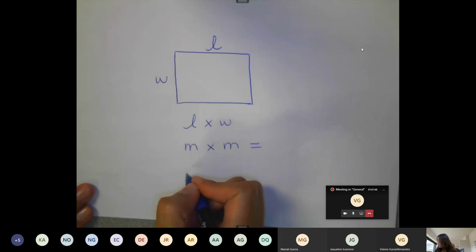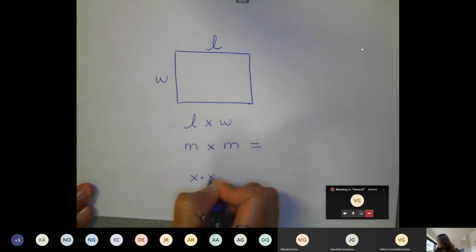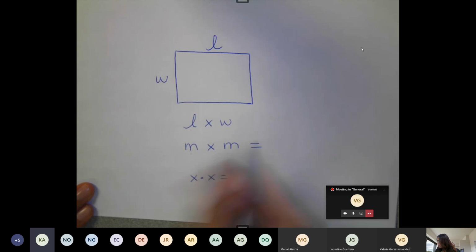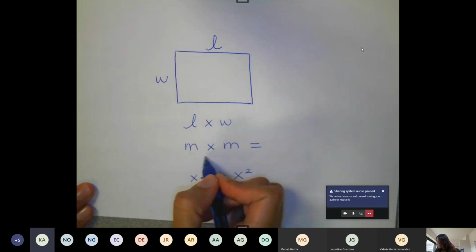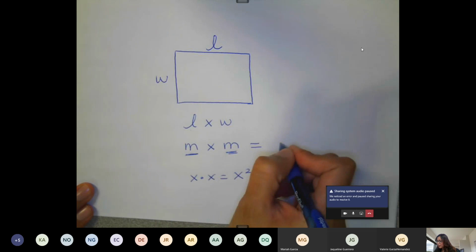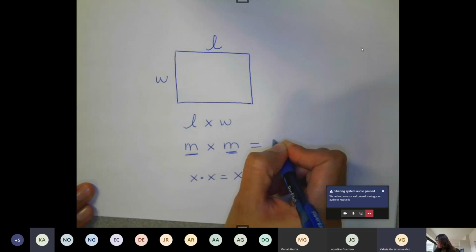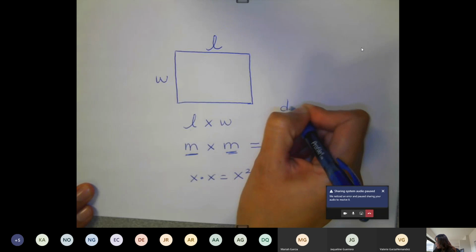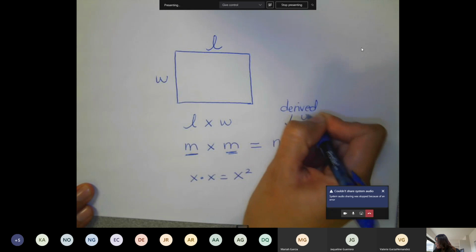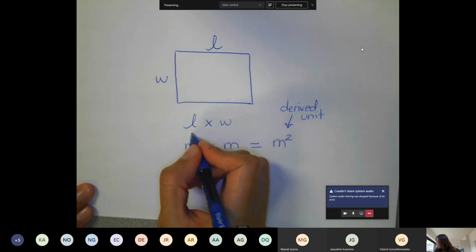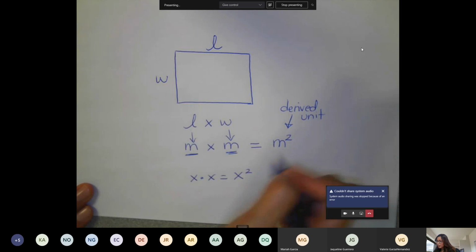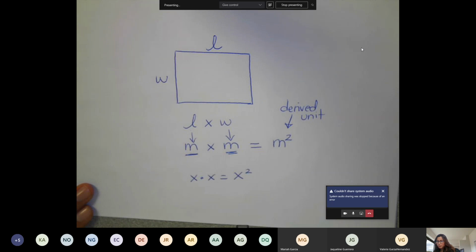Let me give you an example. In math, when you multiply x times x, what do you get? X squared. Well, the same thing is going to happen here. When you multiply meters times meters, what do you think we're going to get? Meters squared, correct. This is what we call a derived unit. Why is it derived? Because it's a combination of two base units. As soon as you combine two base units, that is what we call a derived unit. So the unit for area is a derived unit. Does that make sense?